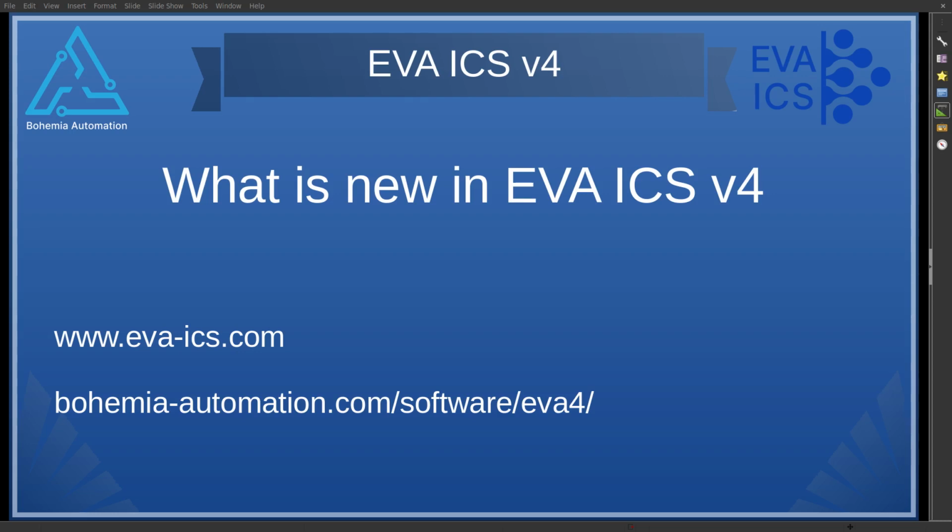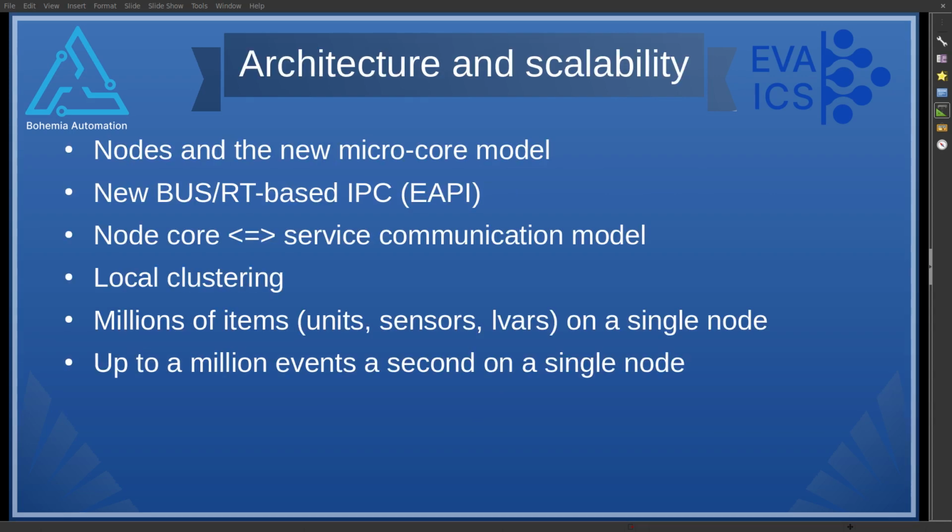EVA ICS version 4 has been released in September this year, and this is a what's-new video about new features and architecture changes. EVA ICS version 3 was created in 2017 as a pack of automation tools which exchange data via PubSub servers. During 5 years of usage in production, its architecture model has changed and it has got a node paradigm where typical services are connected via IPC.